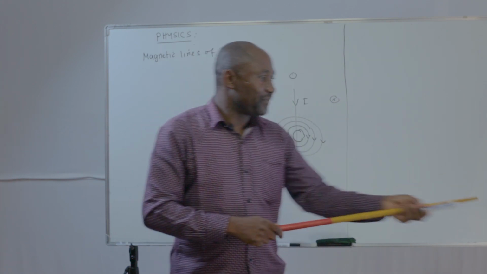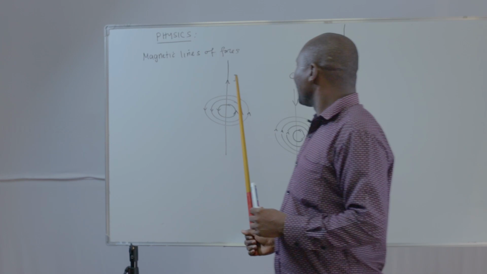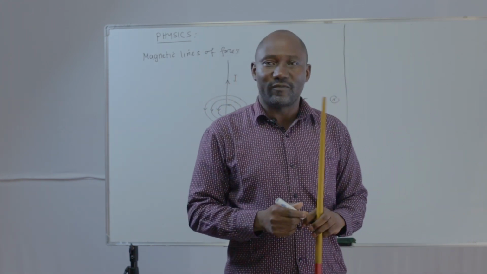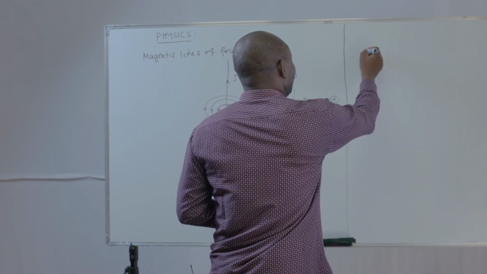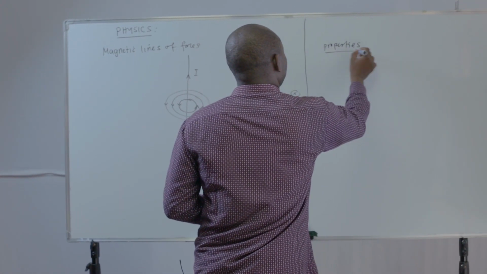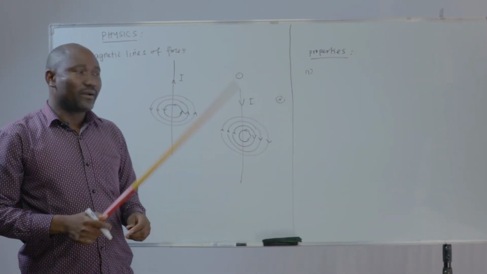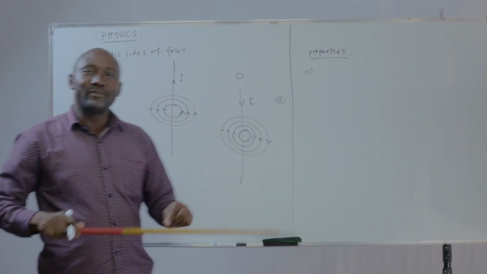Before we talk about the magnetic field, let's see now what are the properties of these magnetic lines of force. You can see from this diagram, the magnetic lines of force form a loop.